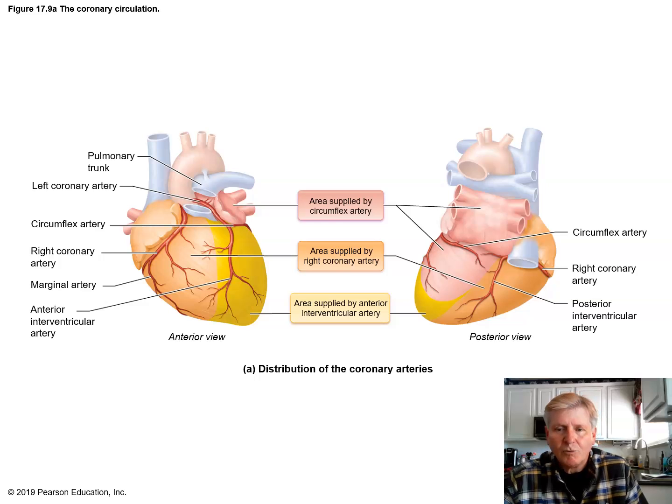So here's your right coronary artery between the right auricle and the right ventricle. Then you've got your area supplied by the circumflex artery, being mostly the left atrium and upper part of the left ventricle. And the right coronary artery is, of course, mainly supplying the right ventricle, okay? And the anterior ventricular artery is the anterior side of the left ventricle, okay? And part of the left atrium.